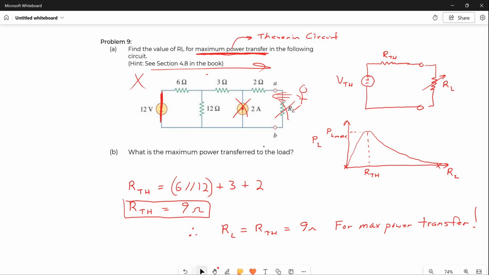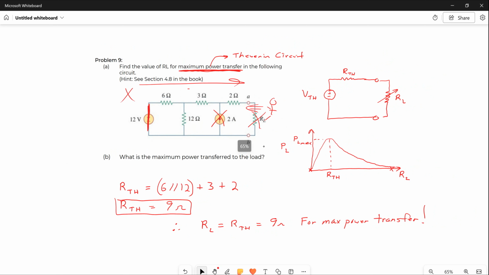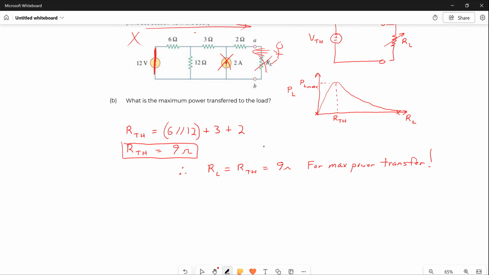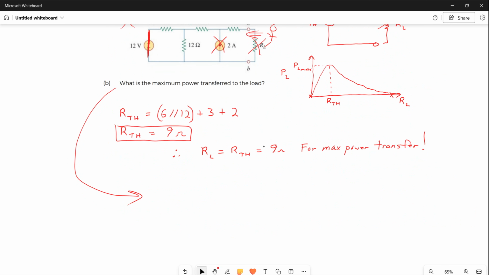And then, just to continue here briefly, if they ask you what is the value of power that you're going to use, what's the maximum power in watts that can be transferred? We just found what the value of RL is for maximum power transfer from the circuit. What is the actual power? Well, the power in the load max, which would be part B to this problem, and I could prove this, but it's just an equation.